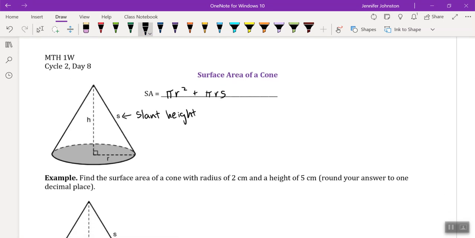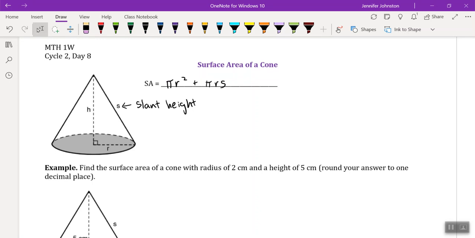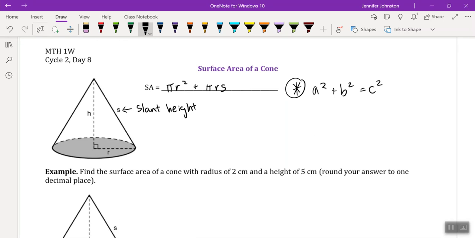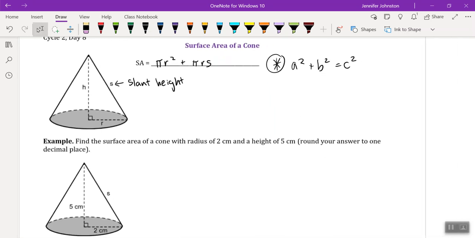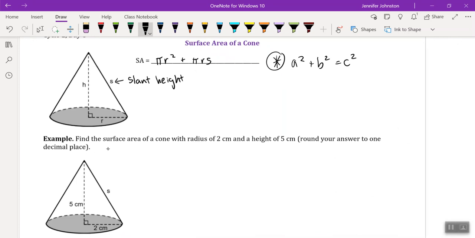And h will be the height of the cone, which is not a part of the surface area formula. We don't need the height, but we will need the height sometimes in order to find the slant height if it's not given. Again, another really great formula to note is a squared plus b squared equals c squared, which we're going to be using here. And this is the Pythagorean theorem, and that has to do with right angled triangles and trying to find unknown side lengths, which is just like this one here.